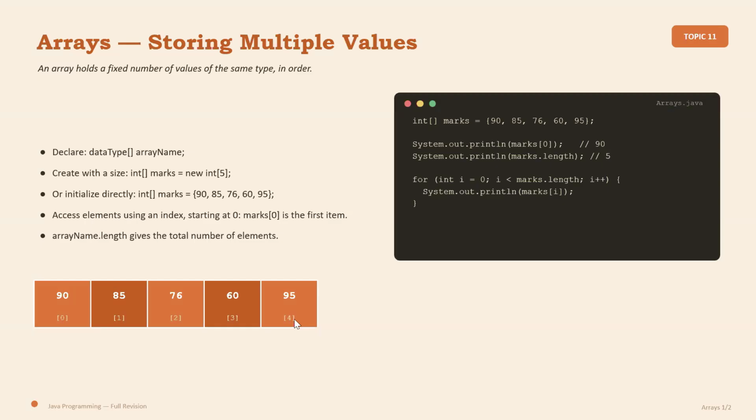And then we have arrays. So sometimes we need to store multiple values of the same type. So instead of creating many separate variables, we can use an array. An array is a collection of values of the same data type stored under a single variable name.